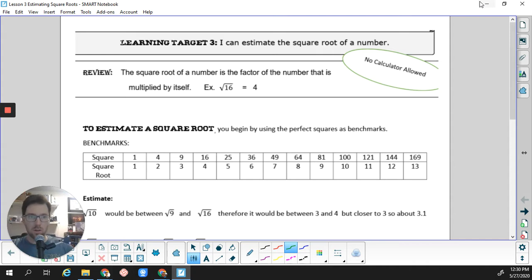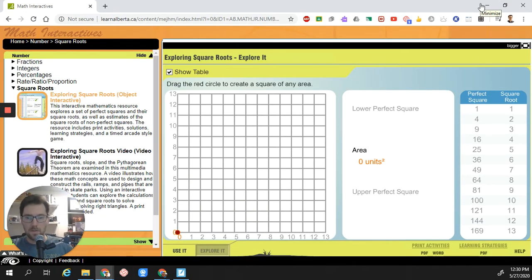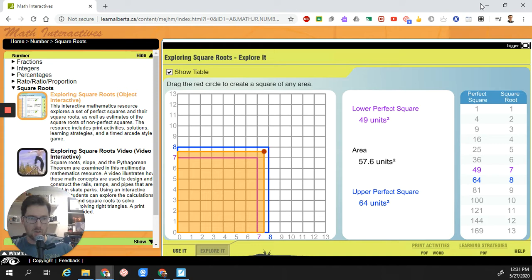Now, if you recall, last time we used this tool right here, and when you're dragging it out, it's going to tell you the area. And if you remember, the area is just side times side. So if we are looking for, say, the square root of 49, we can look at our side length and we know that it's 7. If we're looking up to 8, we know that 8 times 8 over here is going to be 64. That's our perfect square. So when we're in between, this is kind of visually letting you do it.